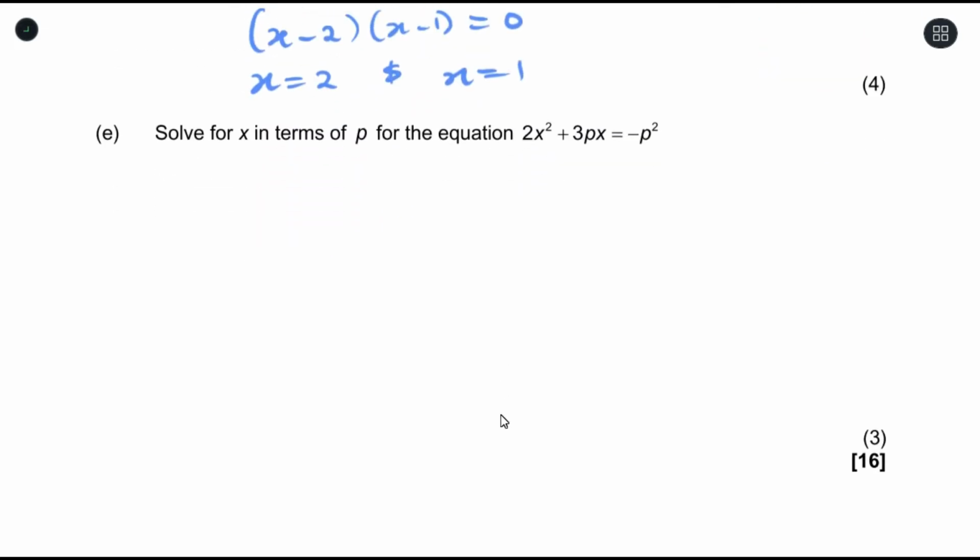So the last question in question 1, which is E, says solve for x in terms of p for the equation 2x squared plus 3px is equal to negative p squared. Now to answer this, the first thing we'll do is move this p over to the other side, right? So we have this. Now looking at this here, this looks exactly like a trinomial, right? So we'll factorize it like a trinomial, right? By opening two brackets.